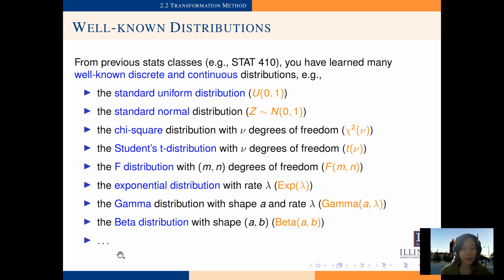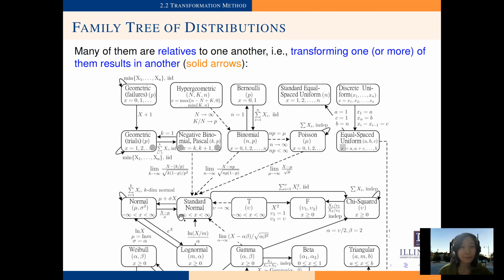I haven't included a lot of the famous distributions here, such as the Bernoulli, binomial, Poisson, etc. But here are just some examples of distributions that you might have known, and it shows you that each of these distributions are actually quite different. Their uses are quite different, and they look quite different. However, it turns out that many of them are kind of relatives to one another. In other words, transforming one or more of them will result in another.